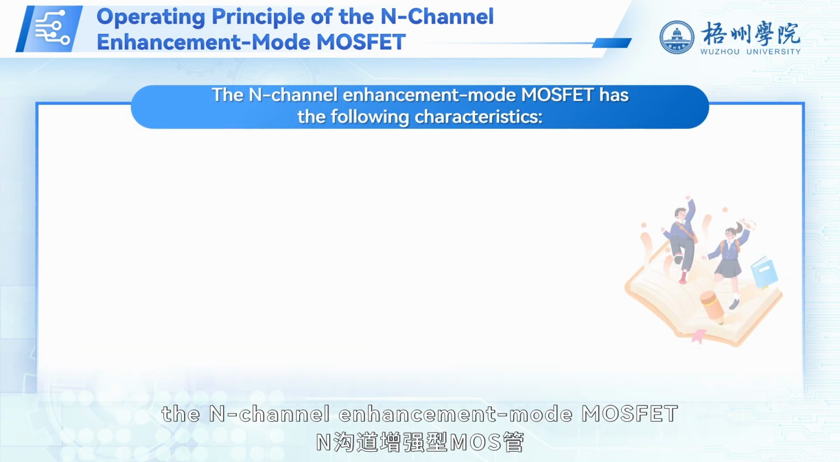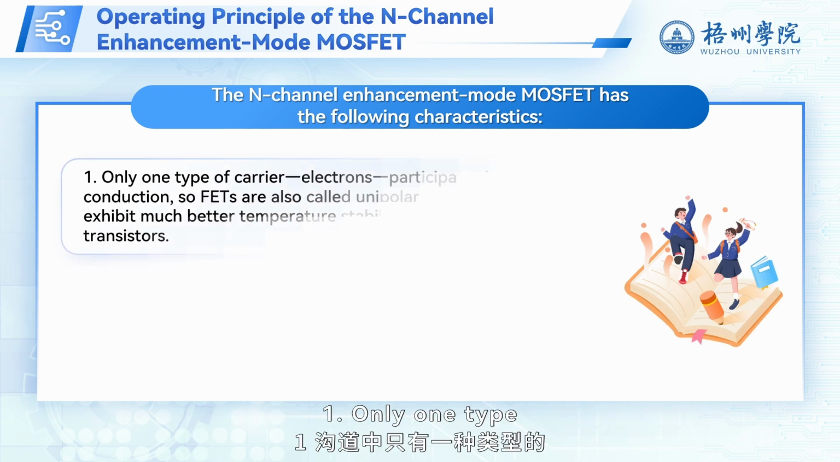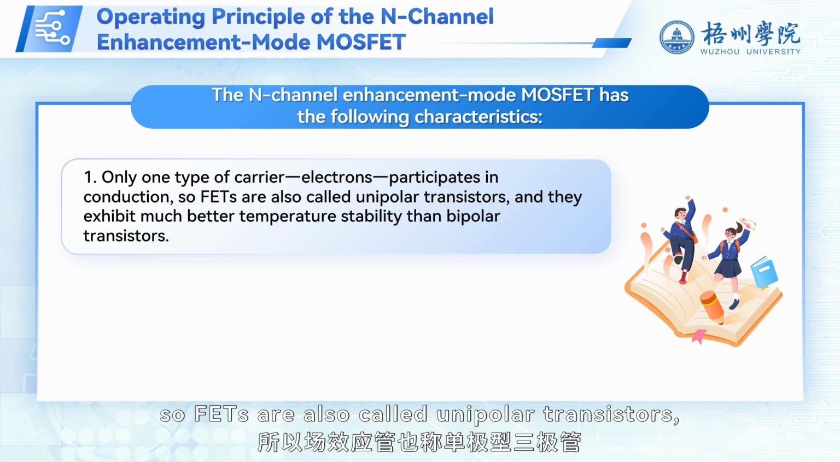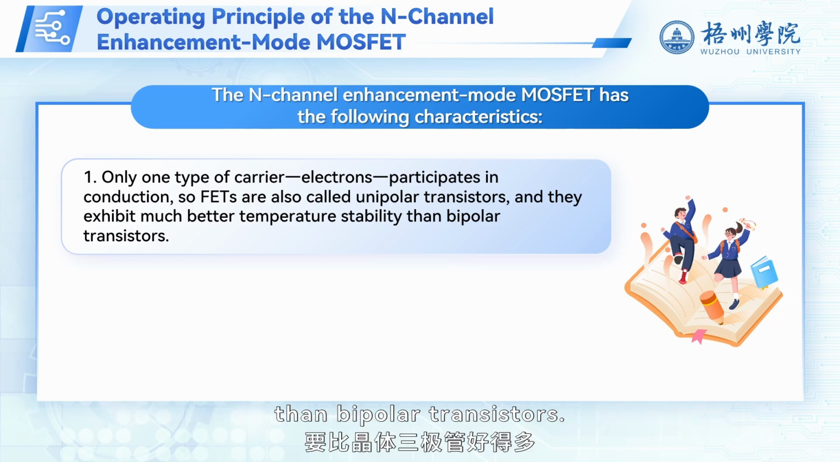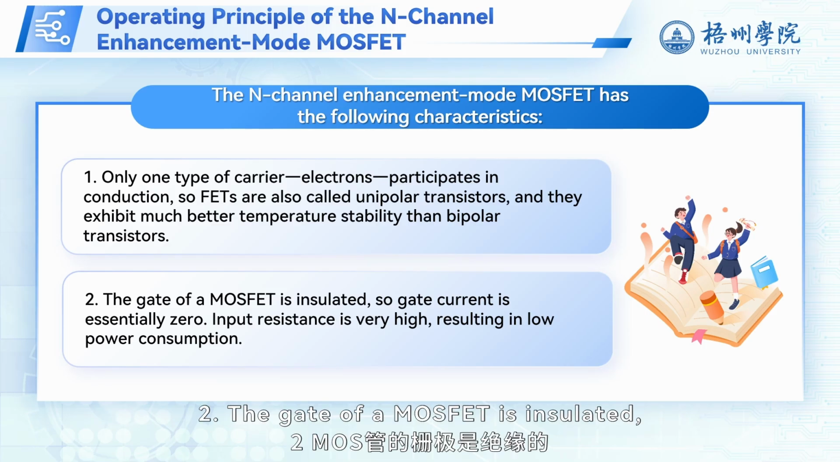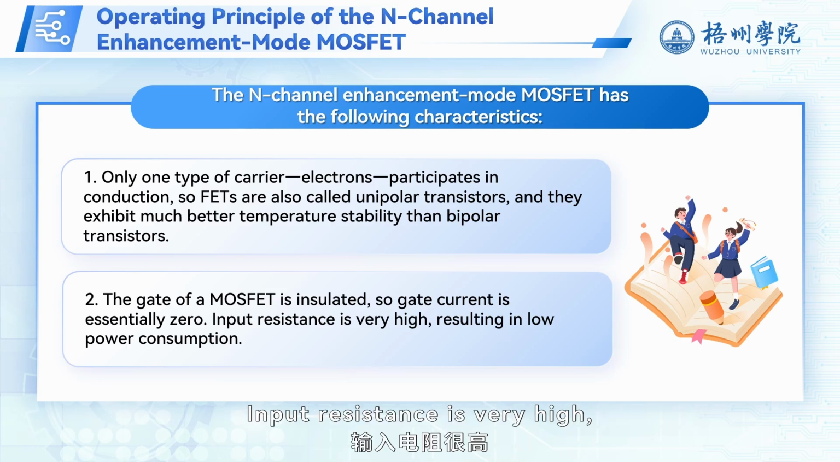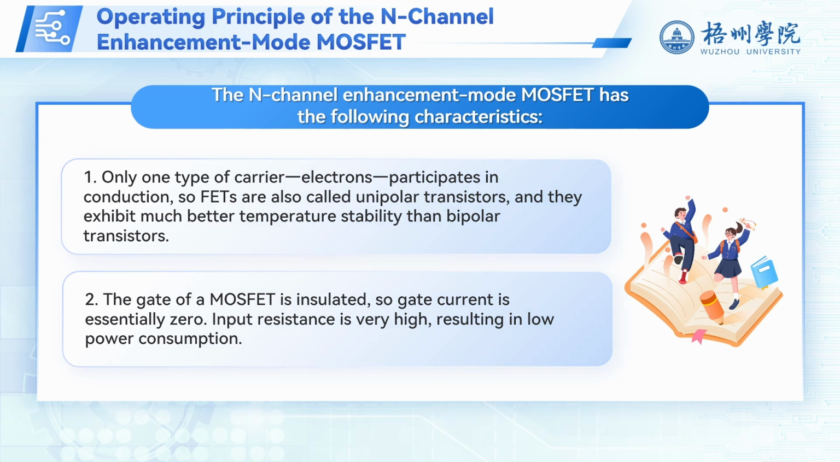In summary, the N-channel enhancement mode MOSFET has the following characteristics. 1. Only one type of carrier, electrons, participates in conduction. So FETs are also called unipolar transistors, and they exhibit much better temperature stability than bipolar transistors. 2. The gate of a MOSFET is insulated, so gate current is essentially zero. Input resistance is very high, resulting in low power consumption.